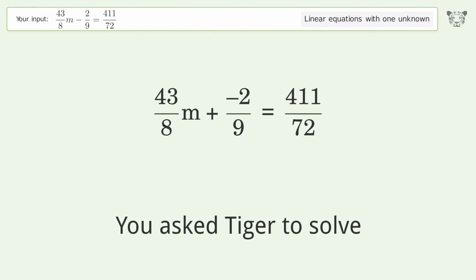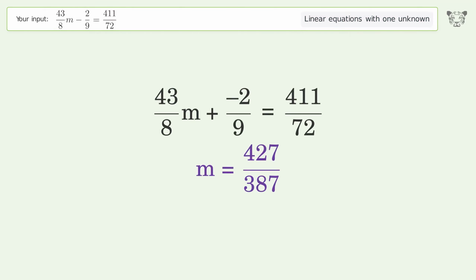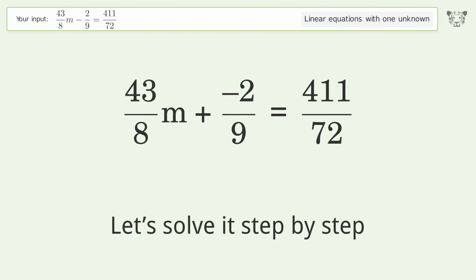You ask Tiger to solve. This deals with linear equations with one unknown. The final result is m equals 427 over 387. Let's solve it step by step.